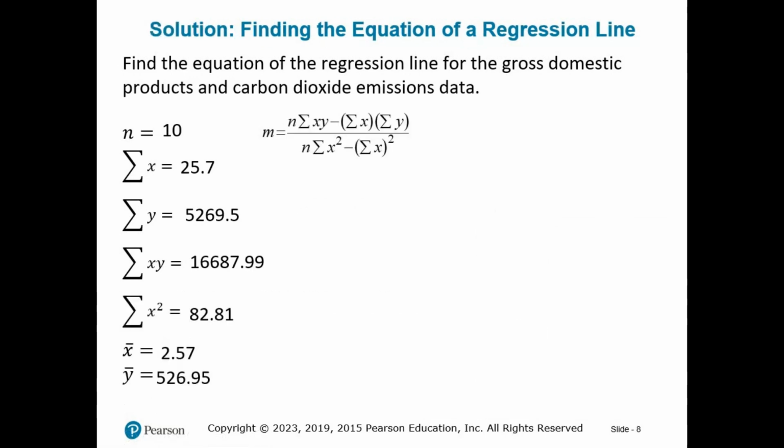Now that we have our numbers, let's calculate these formulas. We just need to substitute in the proper values. So we have 10 times 16,687.99 minus 25.7 times 5269.5 divided by 10 again times 82.81 minus 25.7 squared.